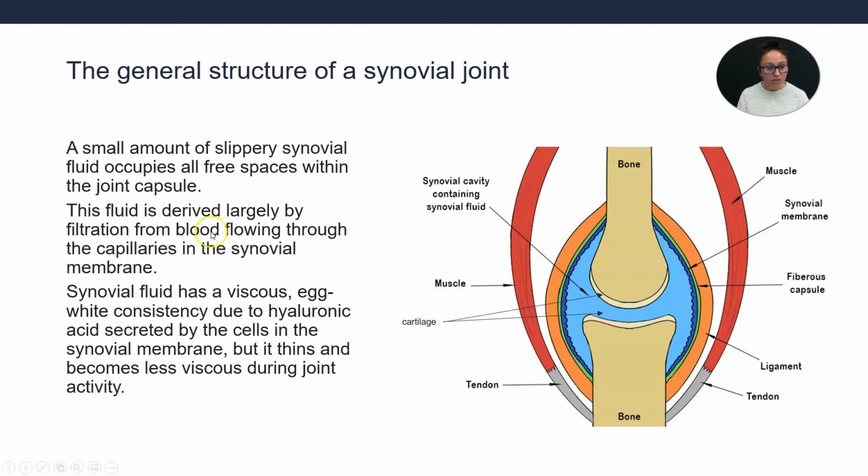Right, so where do we get the fluid from? Well, it actually comes from your blood. Capillaries go in there and then this membrane makes the fluid. It comes from the blood. Now, it's got an egg white consistency.